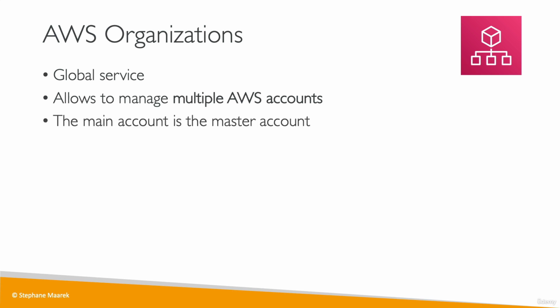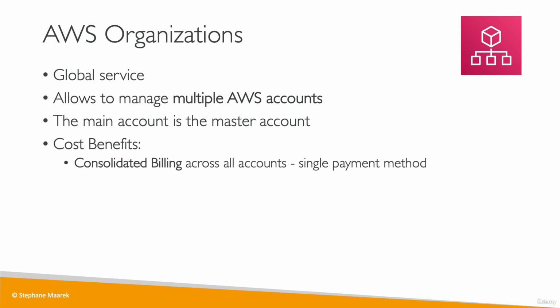The main account is going to be called the master account, and all the other ones will be called child accounts. The cost benefit you get from using an organization is that you get consolidated billing. That means that all the accounts will be paid by just the master account, and so you will have one long bill at the end. So you don't need to set up a payment method for all the other accounts.